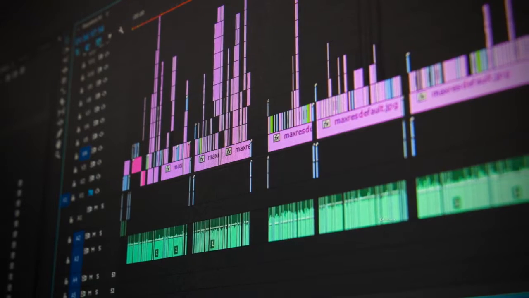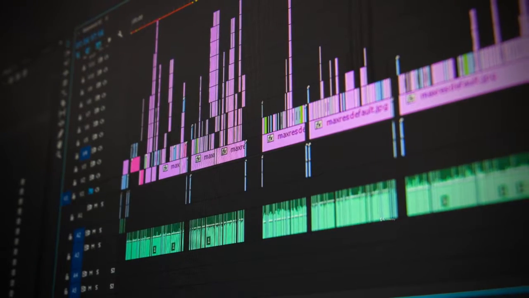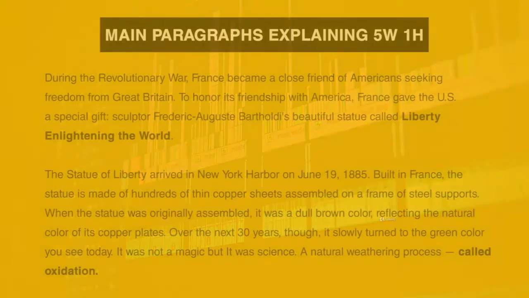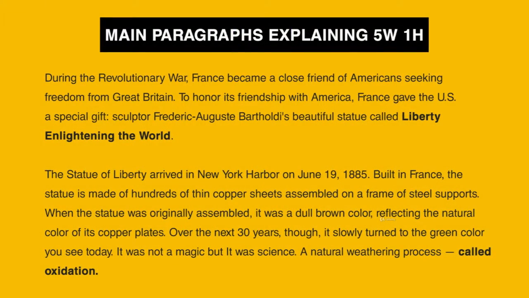In the meantime, you will have the main paragraph explaining the 5W1H. Let's see through an example. During the Revolutionary War, France became a close friend of Americans seeking freedom from Great Britain. To honor its friendship with America, France gave the US a special gift. Sculptor Frederick Auguste Bartholdi. Extremely sorry if I pronounce it wrong. So, sculptor Frederick Auguste Bartholdi's beautiful statue called Liberty Enlightening the World.